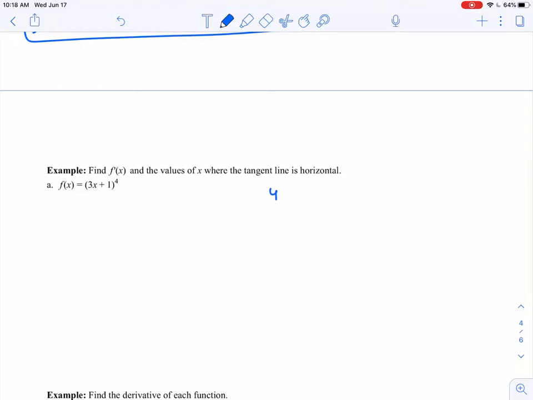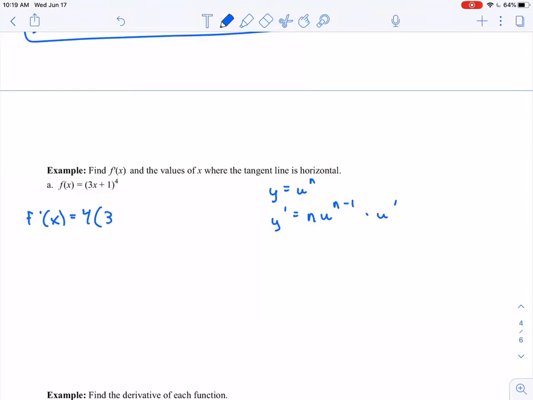So this looks like y equals u to the nth power. We said the derivative of that was n times u to the n minus 1. We just do our power rule, times u prime. So when I go to take the derivative of this function, f prime of x, I'm going to multiply by my power. So this is 4. Remember u, this inside part, stays exactly the same. That's still going to be 3x plus 1.